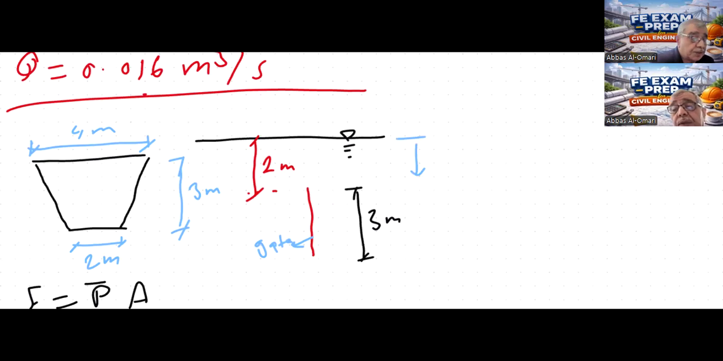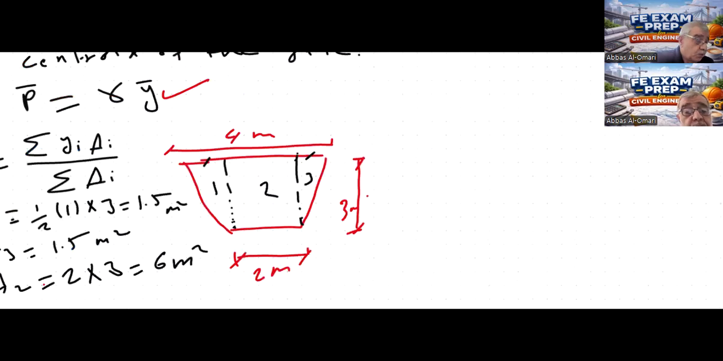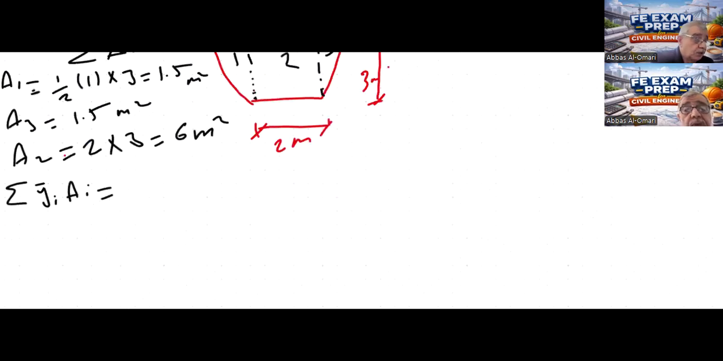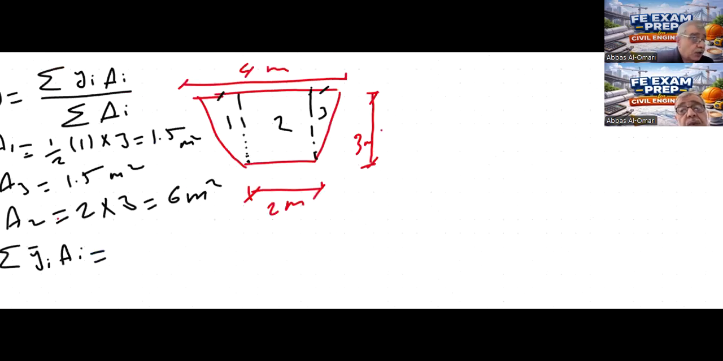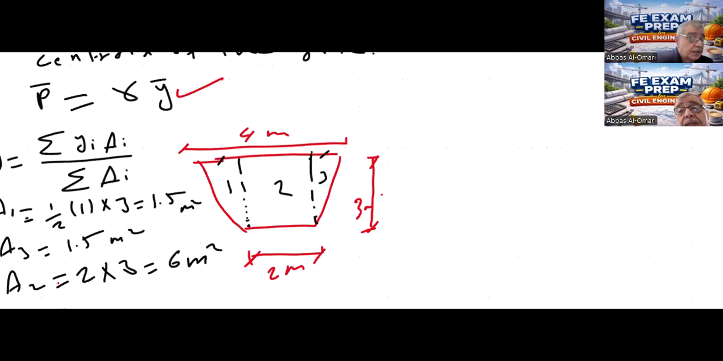Y equals 0 at the water surface. So we apply this formula again, sigma yi. So y1 is y1 bar. What's y1 bar from the water surface? Now the water depth above the rectangle is 2 meters.